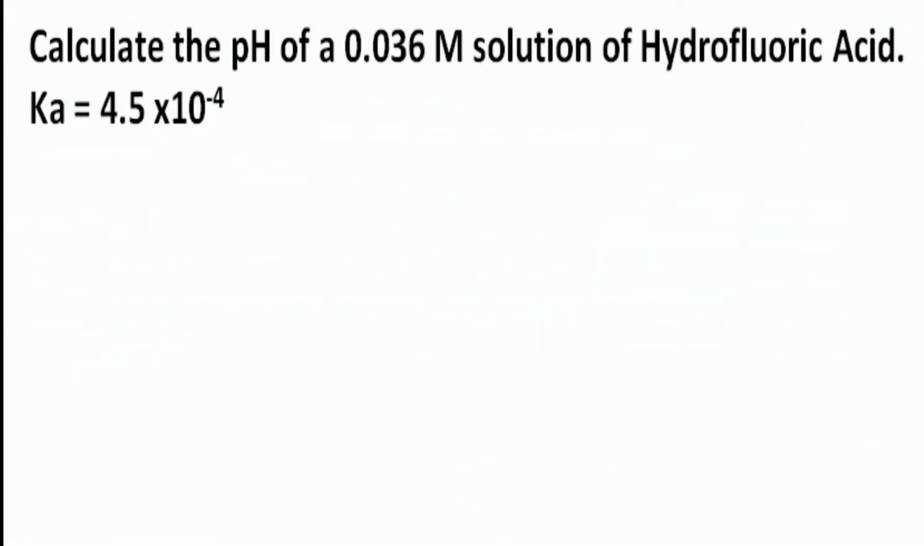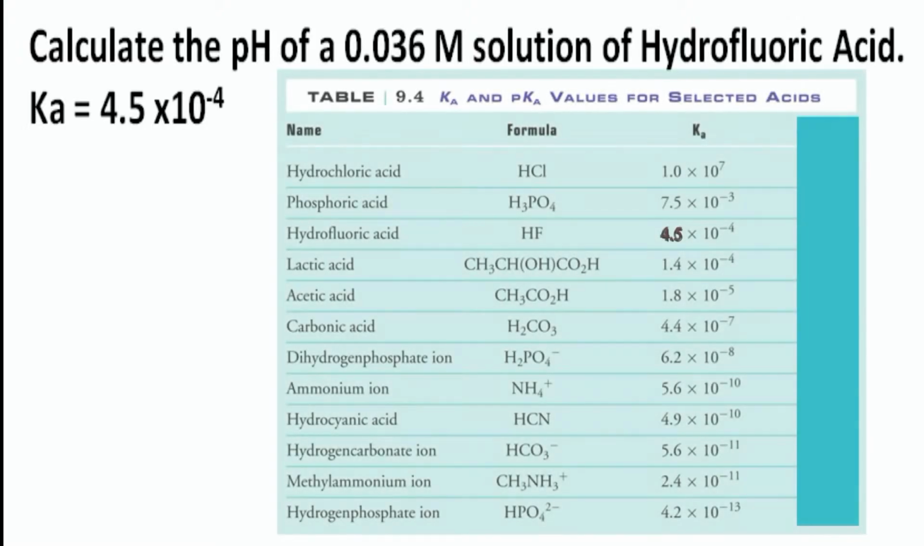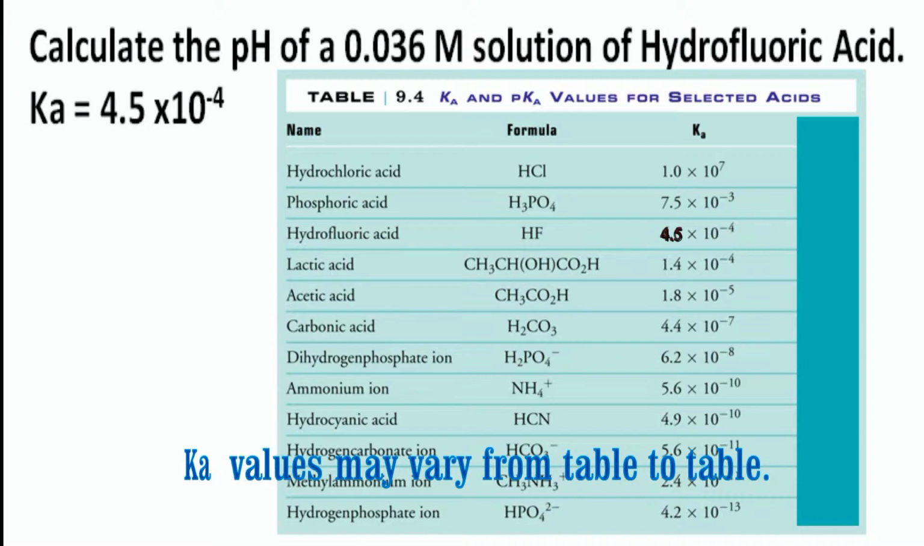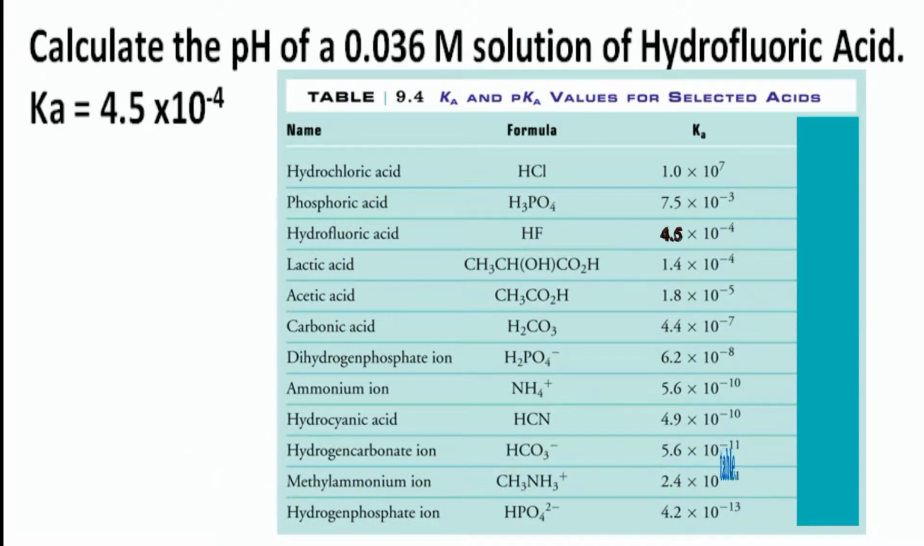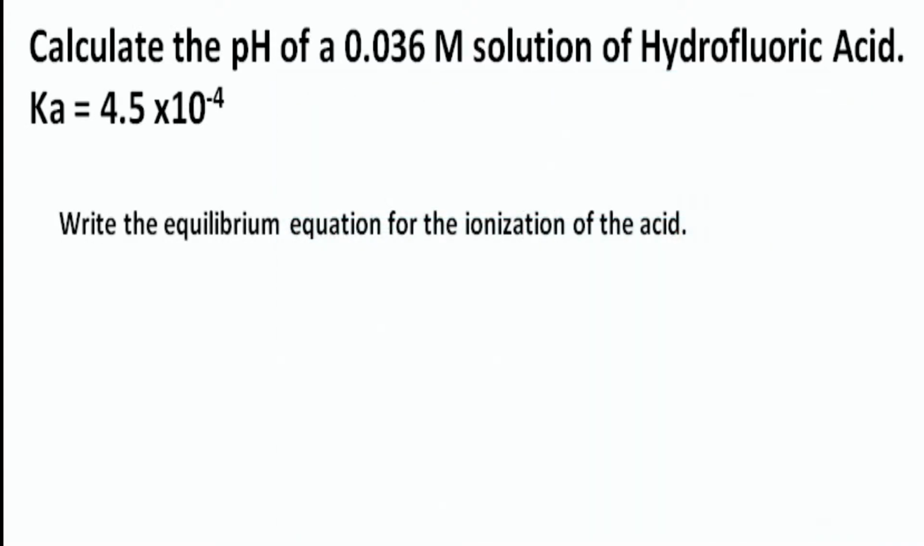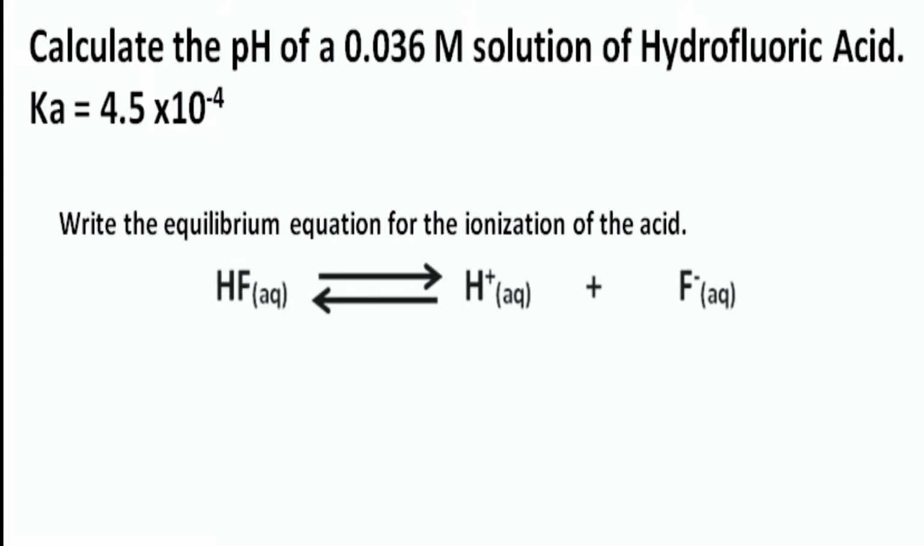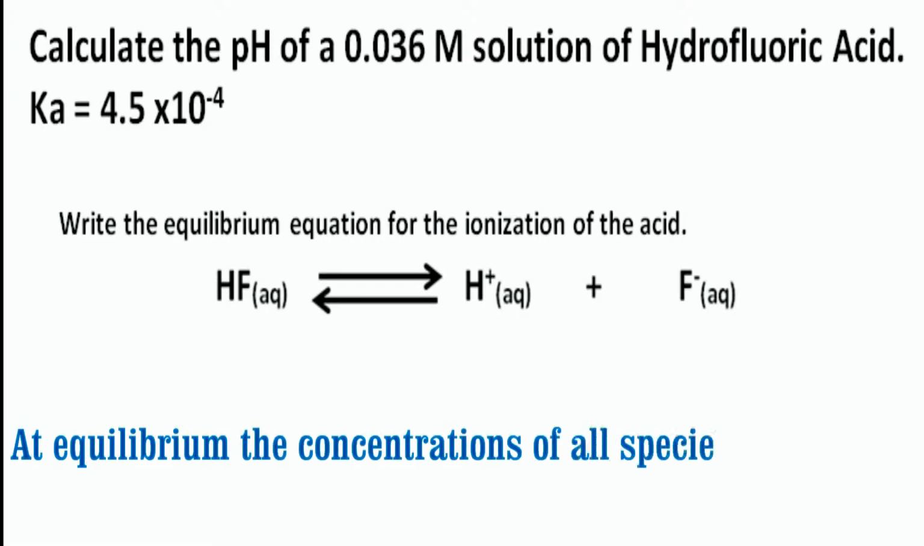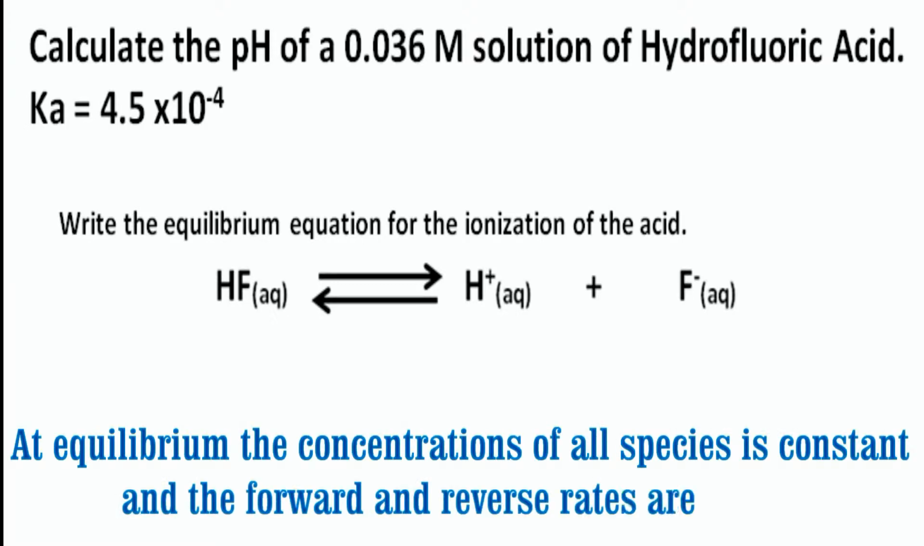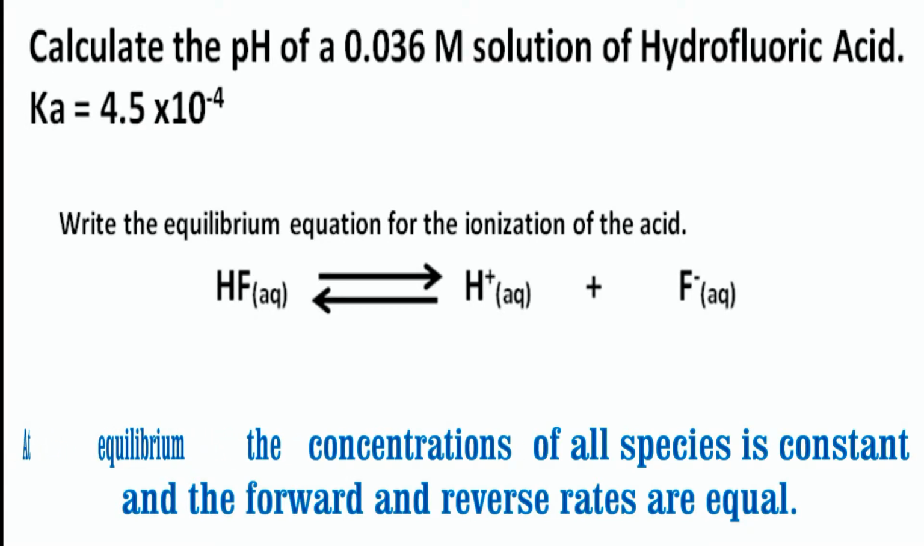Calculate the pH of a 0.036 molar solution of hydrofluoric acid, where from a table of Ka values, the Ka value for the ionization of hydrofluoric acid is known to be 4.5 times 10 to the minus 4. The first step is to write the equilibrium equation for the ionization of the acid, where aqueous hydrofluoric acid will reach equilibrium to produce aqueous hydrogen ion and aqueous fluoride ion.